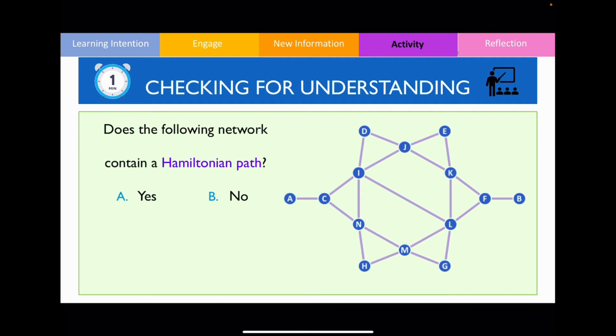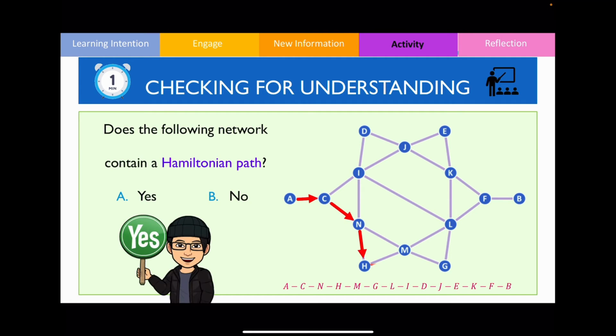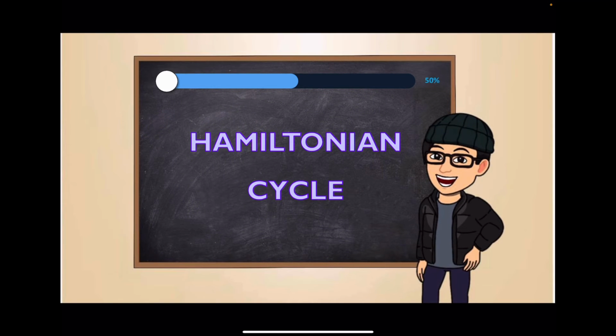For this particular network, it is actually possible for us to draw a Hamiltonian path, and I'm showing you this diagrammatically as well as listing down the sequence of vertices. Again, I just want to emphasize that you don't need to go through every single edge for a Hamiltonian path. The next thing I want to talk about now is Hamiltonian cycles.